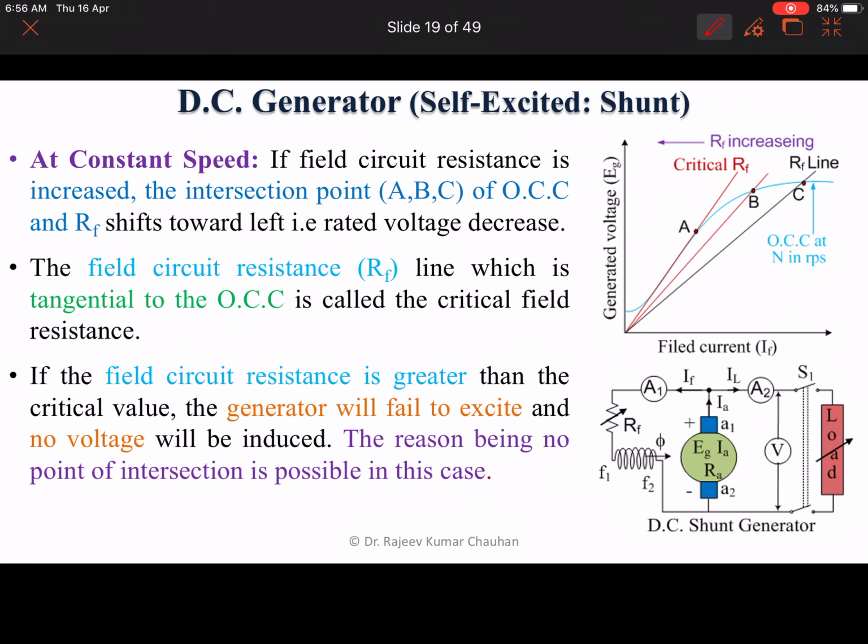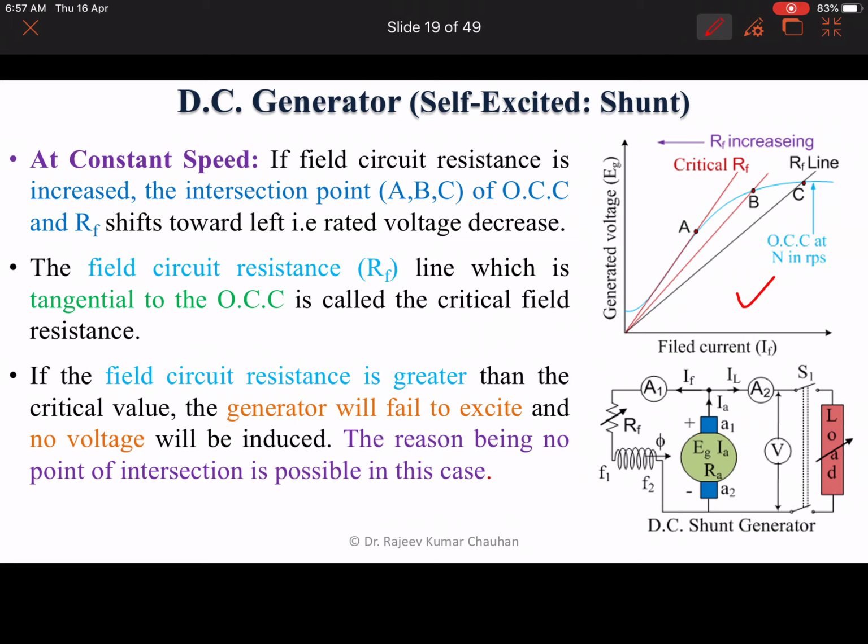Let us consider the cases one by one. At constant speed, if the field resistance is increased, the intersection points A, B and C of the OCC and RF line shift toward the left. The rated voltage decreases. From here, this is the OCC characteristic and these are the RF lines, meaning the field resistance. We are just changing the value of field resistance with the OCC at N, the rated speed.